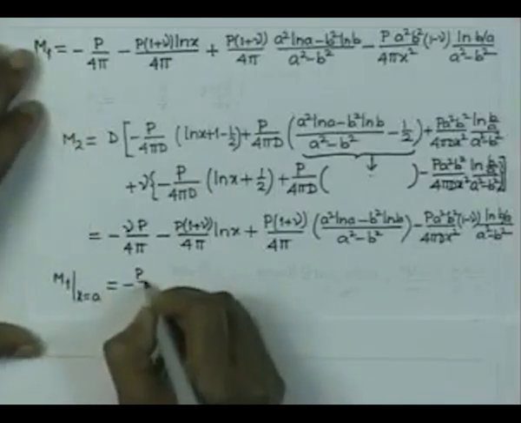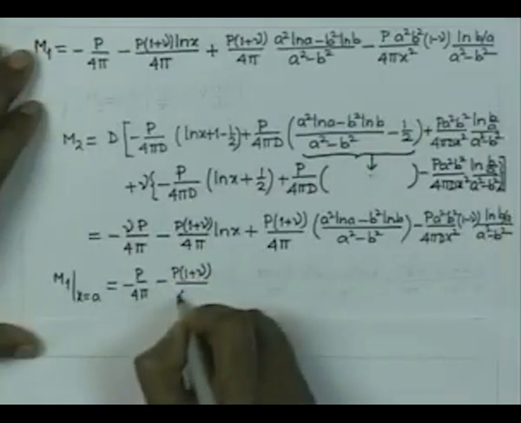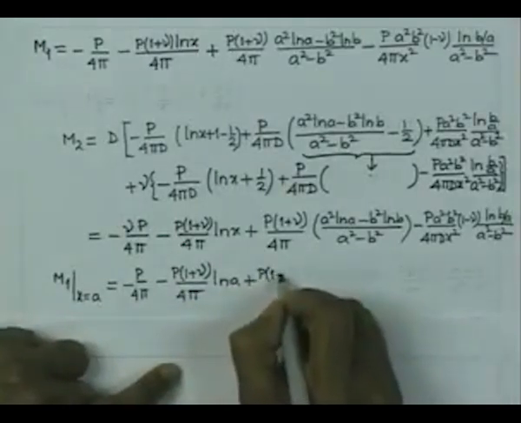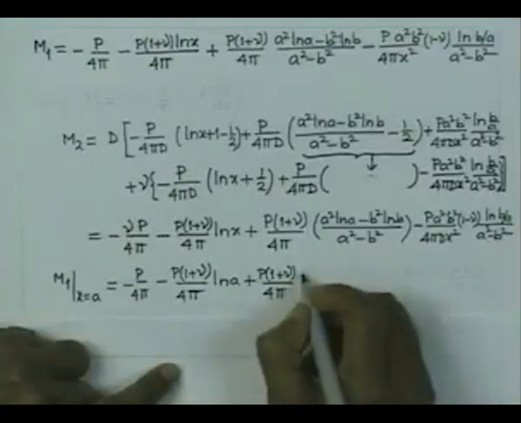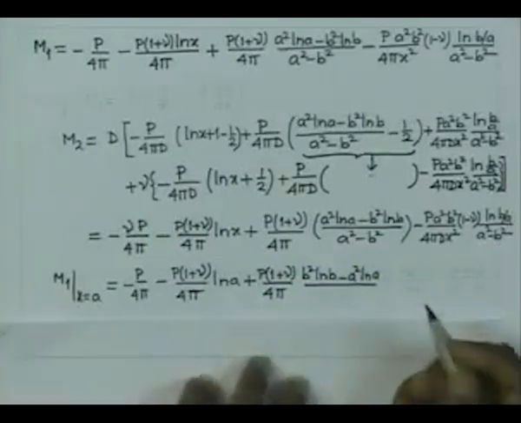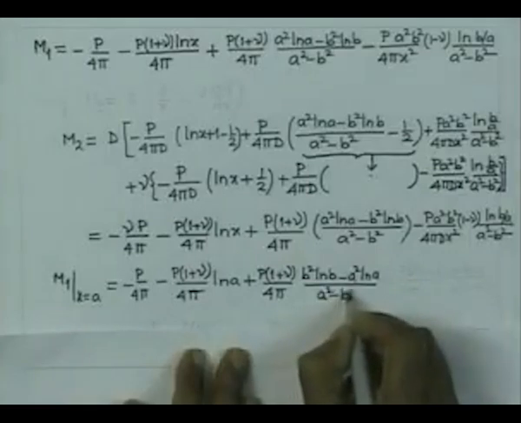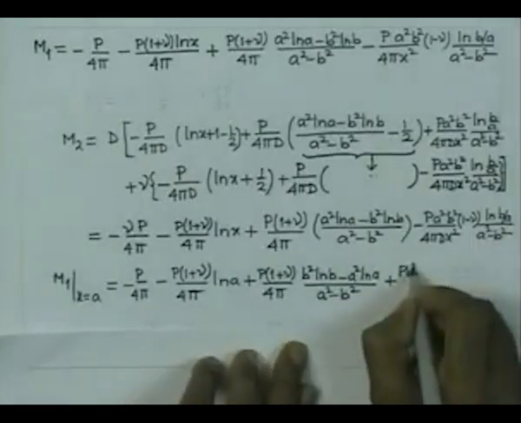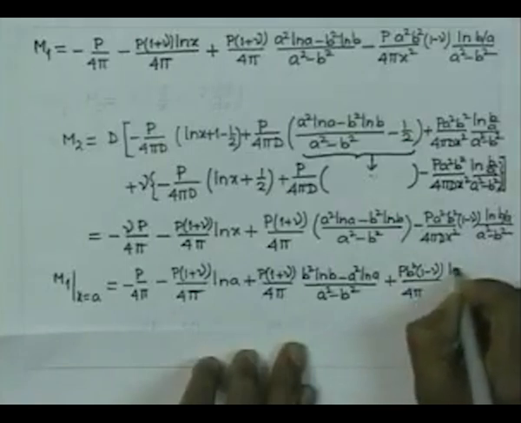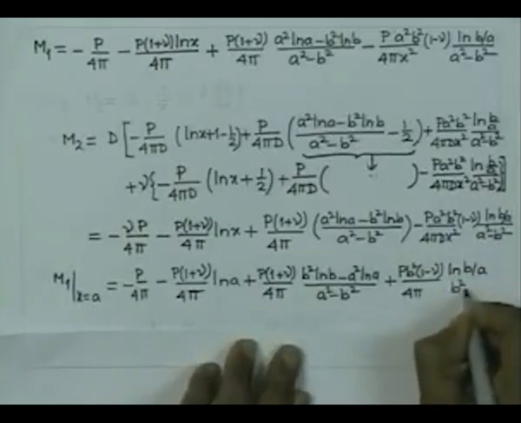it is minus P by 4 pi minus P (1 plus nu) by 4 pi ln a plus P (1 plus nu) by 4 pi times (b square ln b minus a square ln a) minus a square by b square plus P b square (1 minus nu) by 4 pi ln b by a, over b square minus a square.